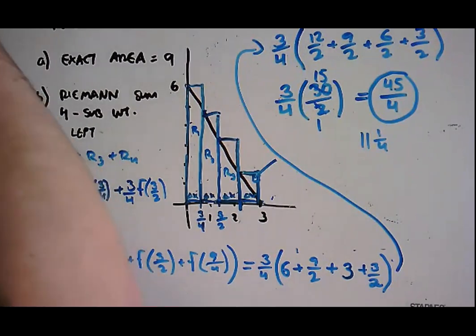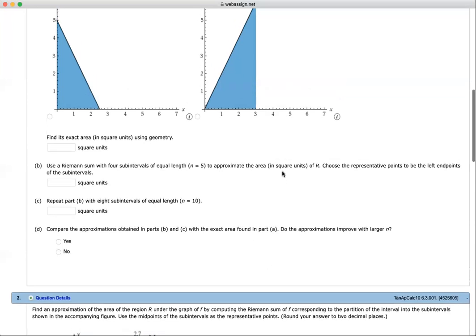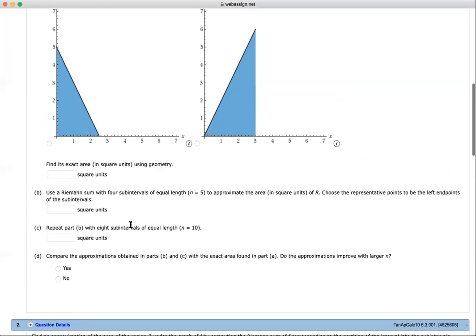Let me go back to WebAssign here, and we can take a look at the rest of the problem. Okay, so the rest of the problem here, they want us to repeat part B with 8 subintervals of equal length. This is really weird. I think this actually might be a glitch. If we're using 8 subintervals, n is not equal to 10, n is equal to 8. Huh, that's really weird. All right, so let's go back to the whiteboard.